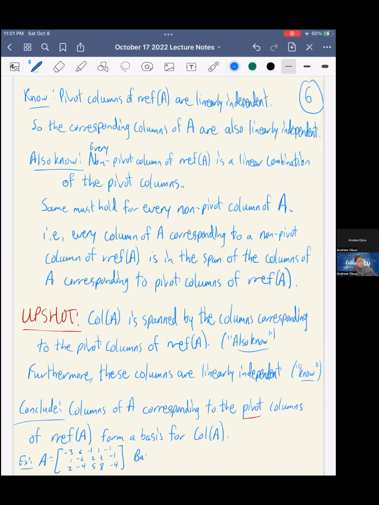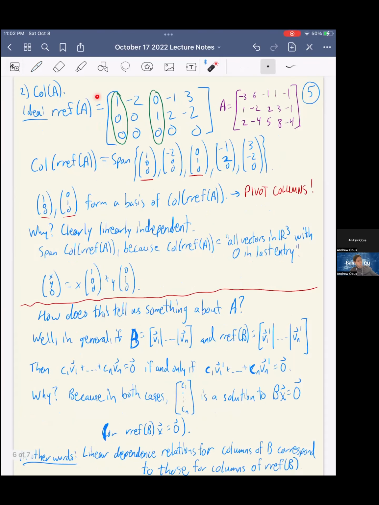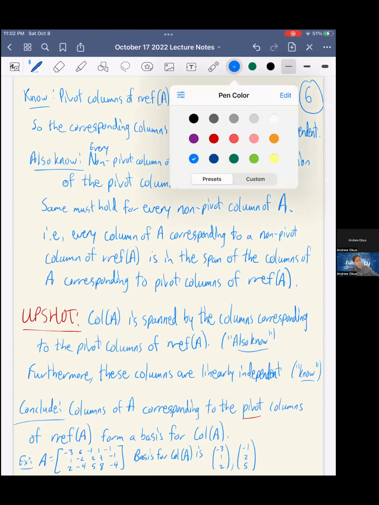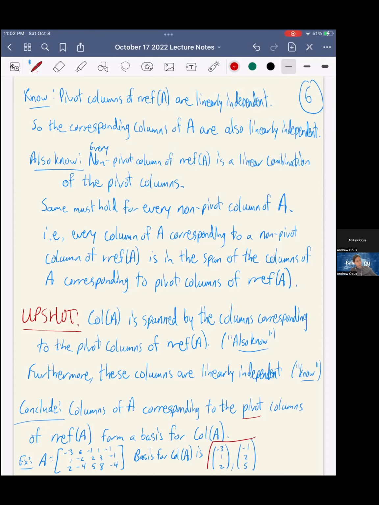then a basis for the column space of A is, well, what do you do? You row reduce it to row-reduced echelon form. You find the pivot columns. It's the first and the third. And so what you do is you just take the first and the third columns of A itself. So in this case, the basis for the column space of A is just given by -3, 1, 2, and -1, 2, 5. Okay, so this is a linearly independent set that spans the column space of A.